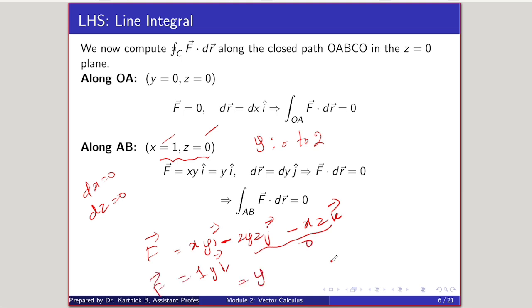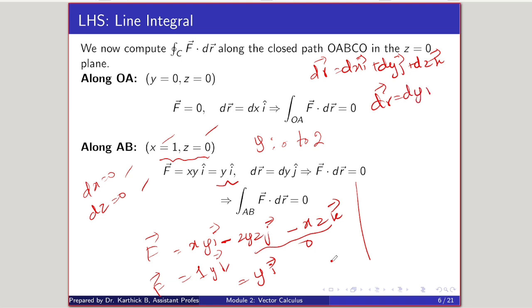That means y i vector. And what about dr? Here the variable is y. So I told you that dr vector will be dx i vector plus dy j vector plus dz k vector. So here the variable is dy, and for x and z we get 0. So dr vector will be dy j vector. Okay, so we write like this.